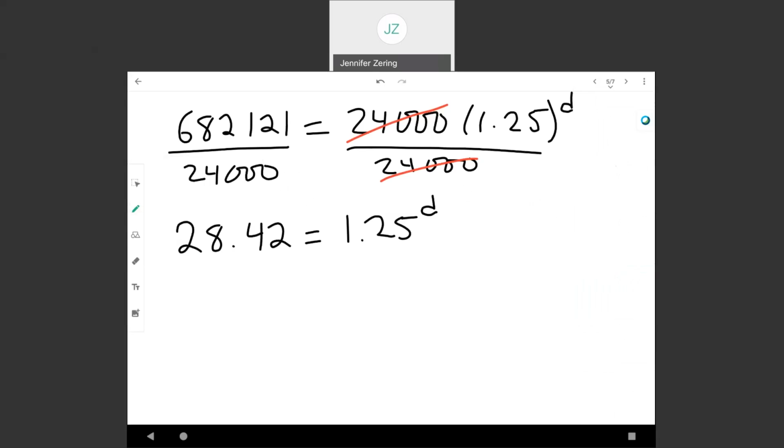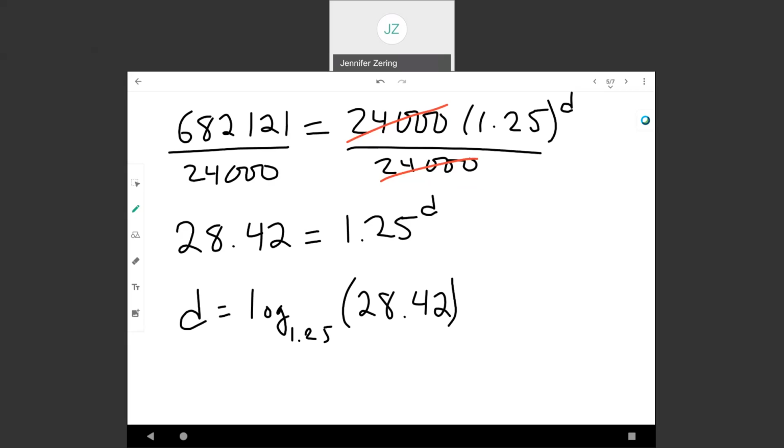But before we go to the calculator to try and solve, I want to notice we were trying to fill in that last part of the table. We started by just plugging in the value we knew, our output. Then we divided by 24,000 on both sides. And now we're left with this exponential equation: 28.42 equals 1.25 raised to the d power. To solve this, we're going to rewrite it as a logarithmic equation. So the exponent, d, equals log base 1.25 of 28.42.